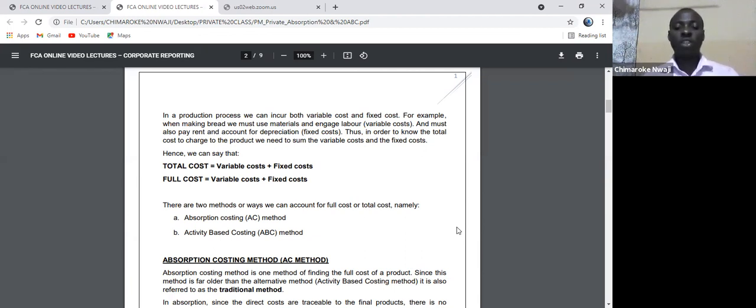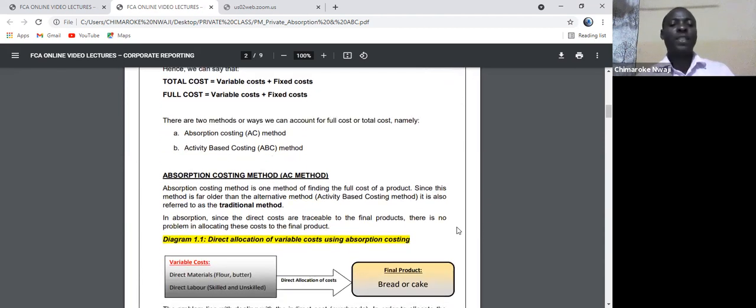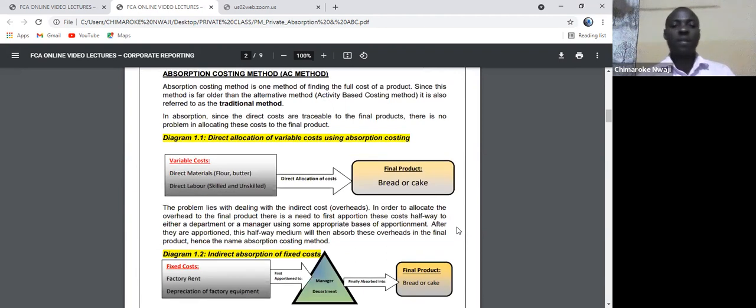Now, our discussion tonight will be centered on these two methods, and we'll be able to look at what are the differences between these two methods, what are the similarities existing in these two methods, and which one of them is most reliable? Which one of them is used most frequently in practice? Let's take them one after the other. First, we take the absorption costing method.